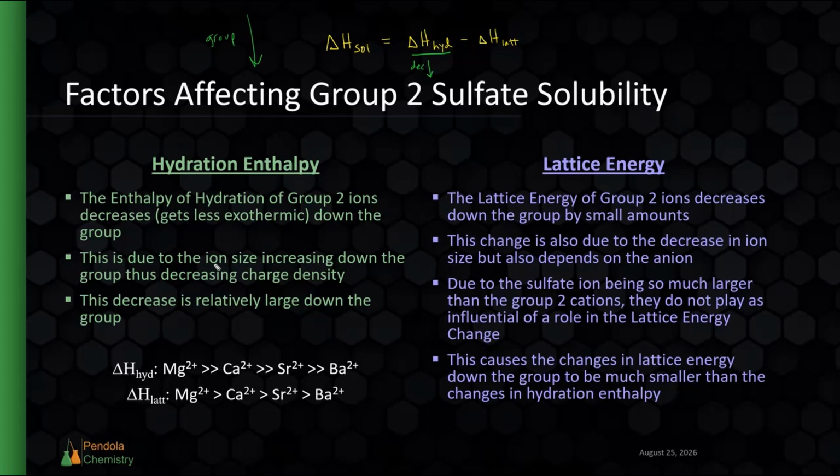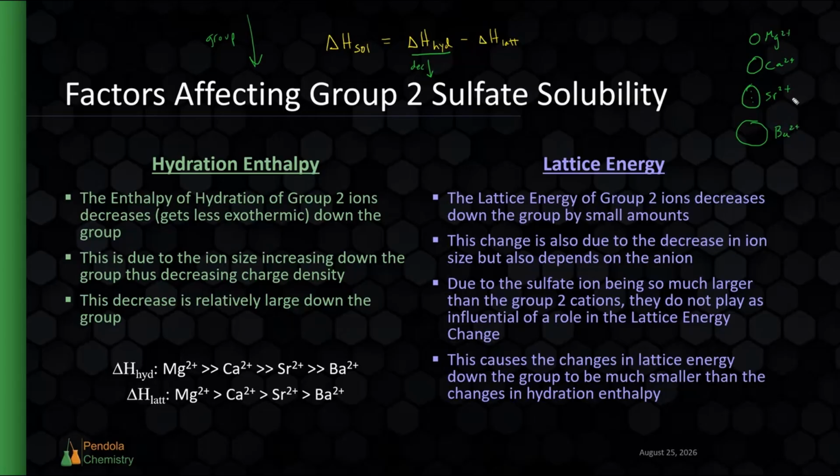This is due to the ion size of the ions of the group 2 elements increasing down the group, and therefore decreasing charge density. When we go from magnesium 2+, to calcium 2+, and then eventually all the way down to barium 2+. Which one did I miss? Strontium. So let me put barium where it belongs. So then strontium 2+, and then eventually barium 2+.